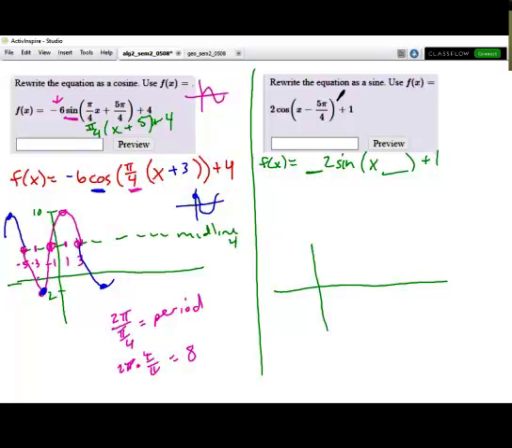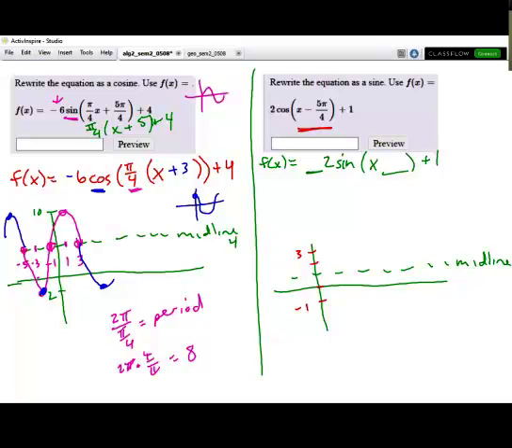Okay? So the way that we do that is we take our midline, which is going to be at the vertical shift, right? And then our amplitude is 2, so we're going to go up 2 to 3, and we're going to go down to -1. So our max and mins are going to oscillate between those. And then we're going to set up one full period for critical points here.